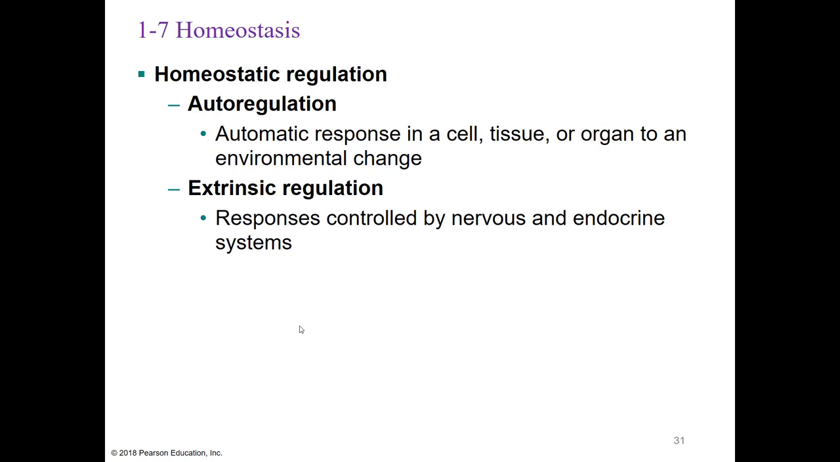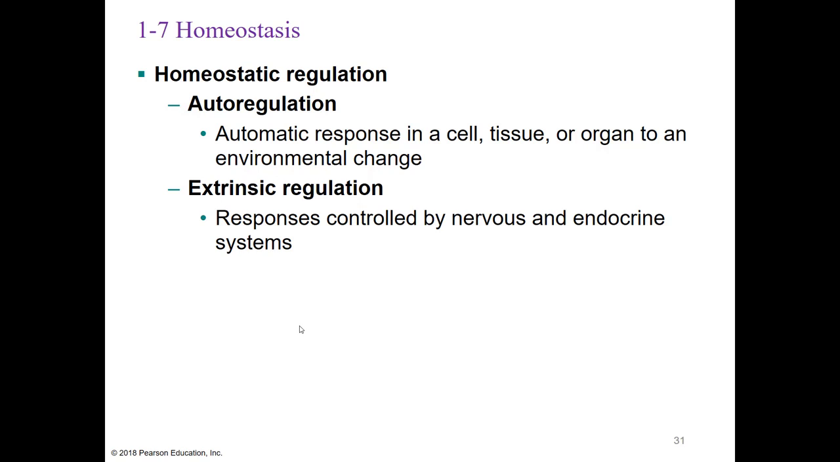When blood flow was not what it should be to the arm, cells in your arm begin to release chemicals to cause your blood vessels to dilate, allowing more blood to rush into the area to get your oxygen levels back up again. We didn't have to use the nervous or endocrine system to help us fix this problem. It was an automatic or autoregulation response. Extrinsic regulation is when we have to fix a homeostatic problem using the nervous or endocrine systems.